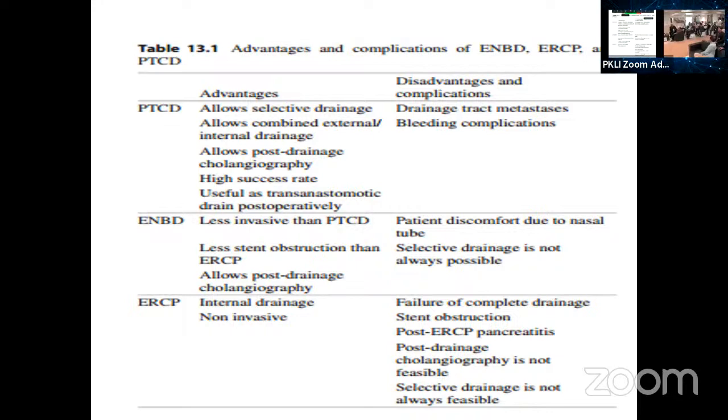But I say most of these patients ended up having some form of biliary intervention for tissue acquisition, mapping, staging, and preoperative drainage.